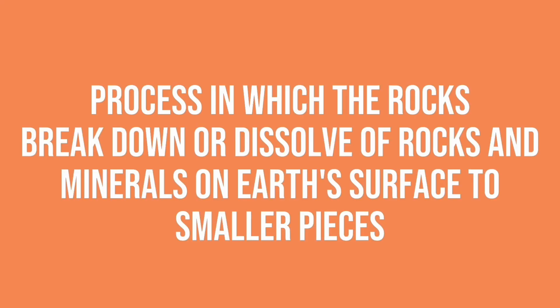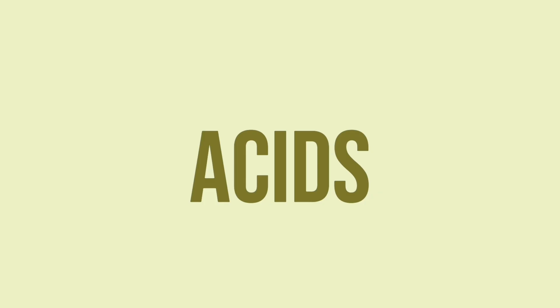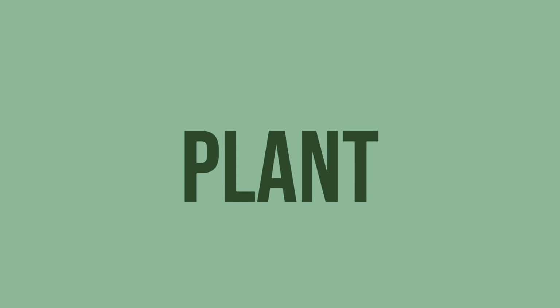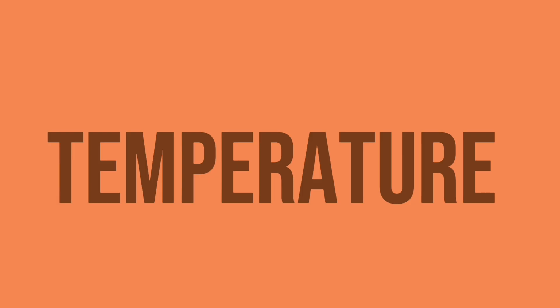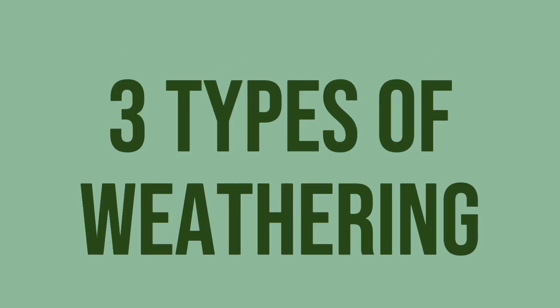Weathering is the process in which rocks and minerals on the Earth's surface break down or dissolve into smaller pieces. I heard that it's usually because water, ice, acids, salts, plants, animals, and temperature are affecting it. Yes, that's correct. But actually, there are three types of weathering.